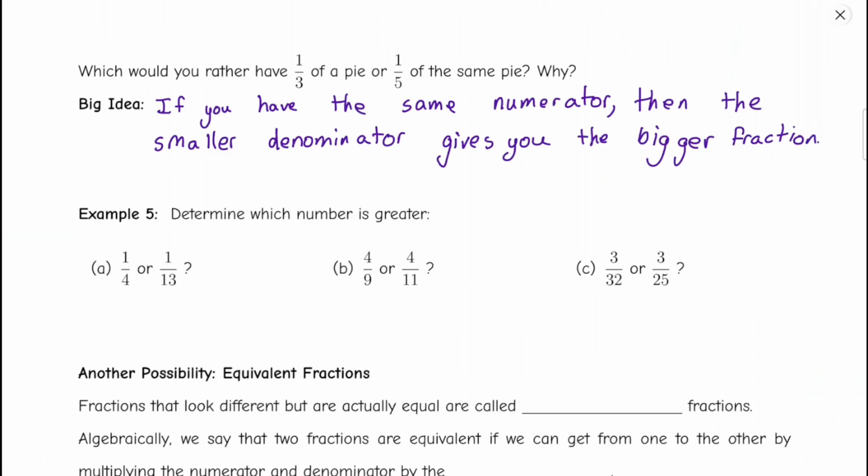So in example 5, determine which number is greater. Well, the numerators are matched, so the smaller denominator will give a bigger fraction, so 1/4. Then 4/9 or 4/11. Since 4/9 has the smaller denominator, 4/9. 3/32 or 3/25. Again, since 25 is the smaller denominator, 3/25.